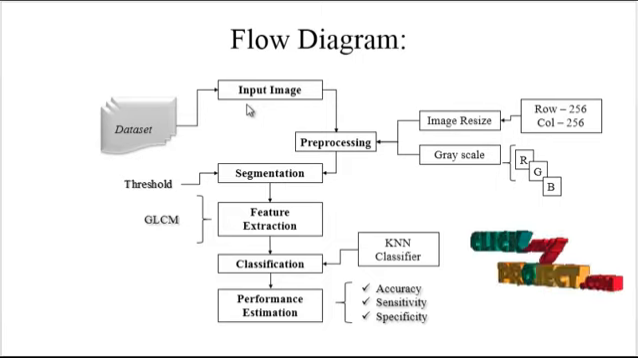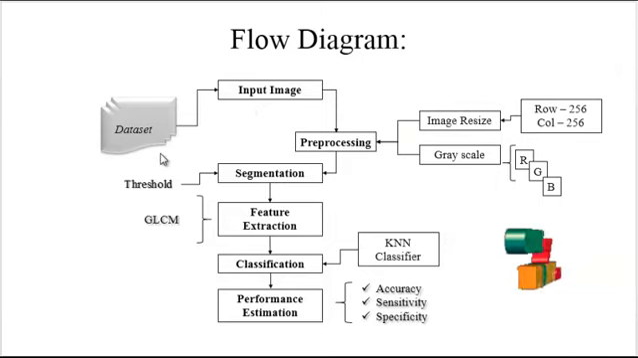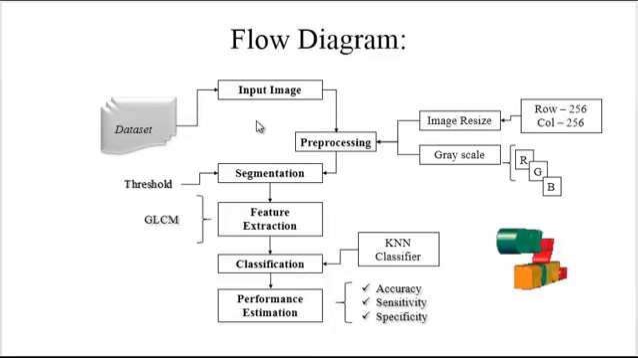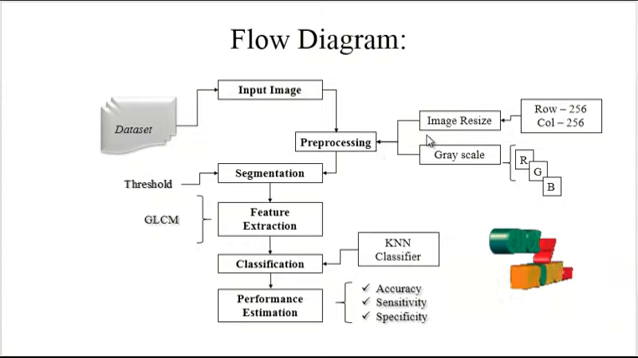In this input stage, the input image is taken from the dataset. The dataset has different kinds of fruit types. After getting any one image from the dataset, we move to pre-processing. In this pre-processing, there are two steps: one is image resize, and the other is grayscale conversion.